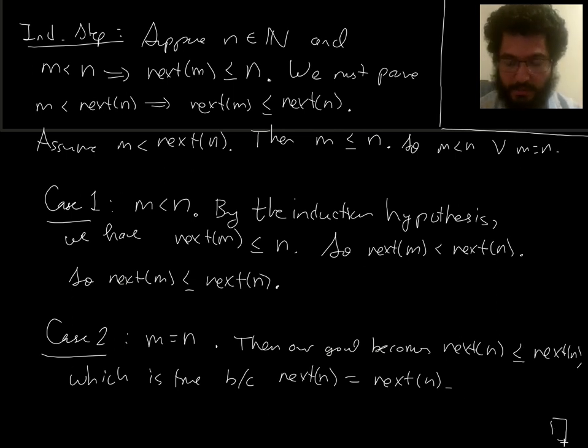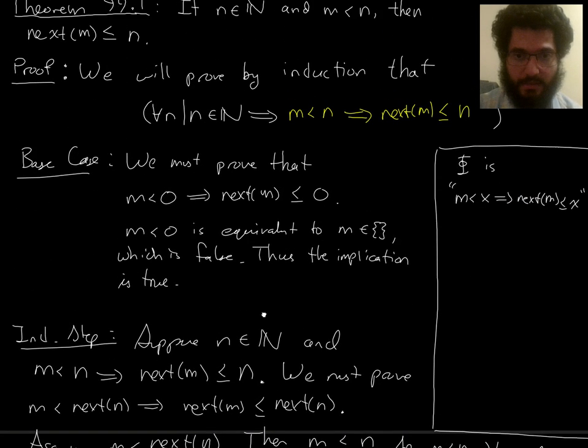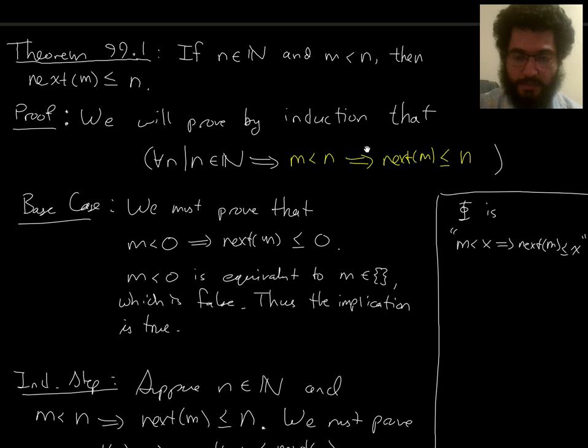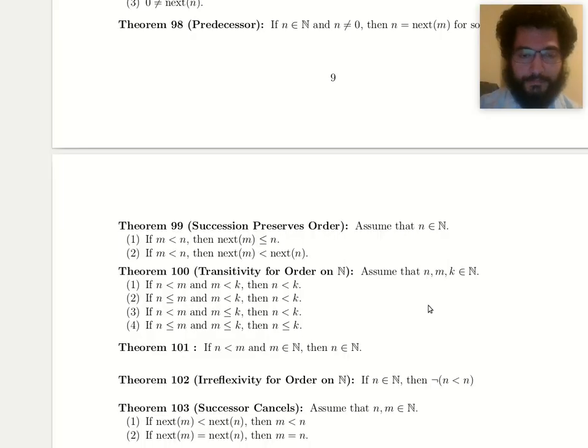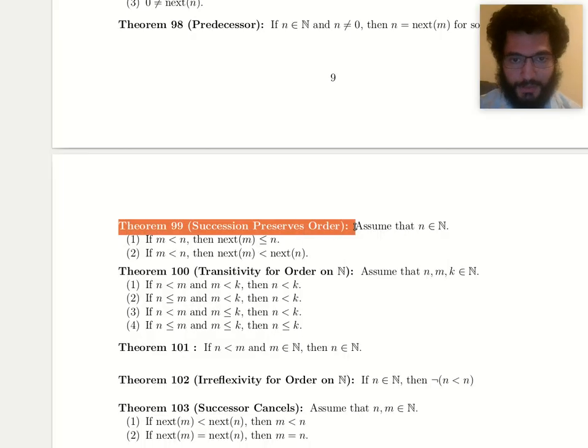And that's it. So a concluding sentence is not really needed, since I already made it very clear what I needed to prove by induction. I proved the base case and I proved the induction step. That's it for succession preserves order.